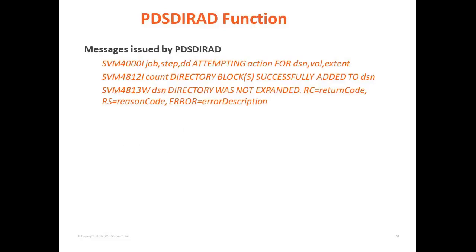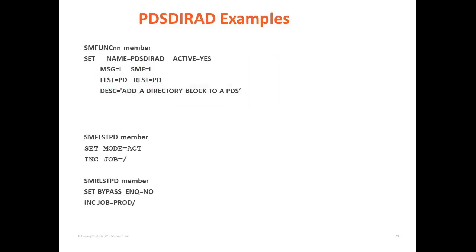As with most other allocation messages, the SVM 4000I message is displayed first, which states the attempted action. For the PDS DIRAD, there will be one of two messages that follow, one if successful, one if unsuccessful. An example of the PDS DIRAD function. All jobs considered for the recovery action are in the F list. However, in the R list, only jobs that start with prod will be recovered, and only if there's no ENQ on the dataset. The default is no, yet for documentation purposes, we code the parameter.